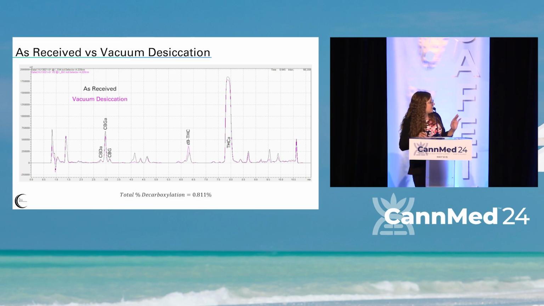So what we're looking at is a pretty similar chromatogram between the as received and the vacuum desiccation. We're not really seeing much of a change here. We are seeing that THCA peak drop a little bit and the Delta 9 peak increase a little bit, but overall these chromatograms are very similar.